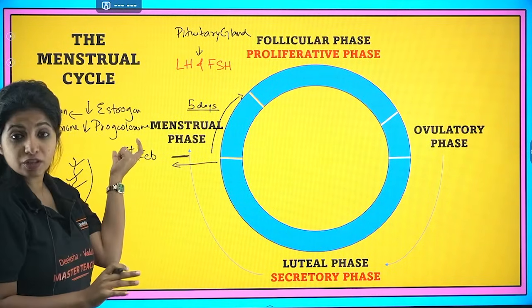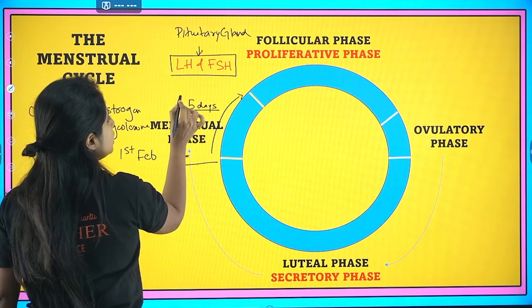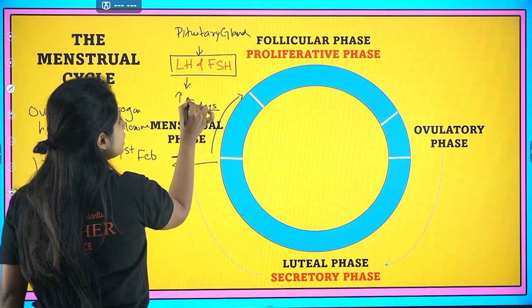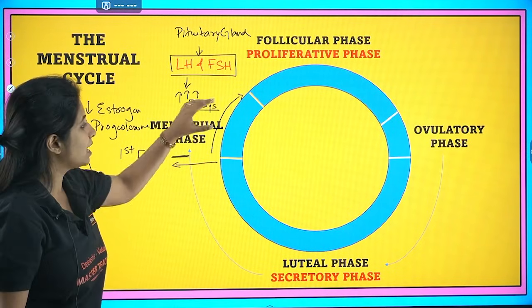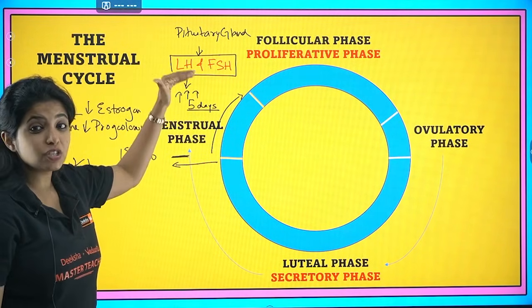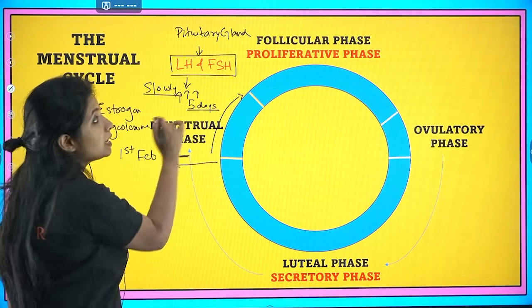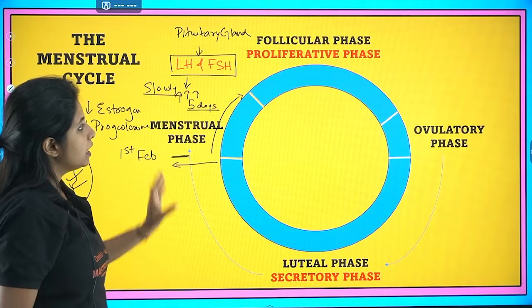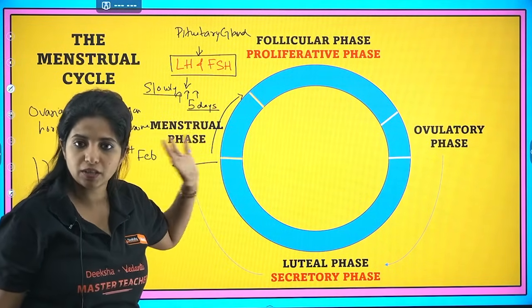And seeing this opportunity, when these two guys are low, LH and FSH slowly start increasing their amount. That is the menstrual phase. So in the menstrual phase, these two guys are low, and slowly FSH and LH are going to increase their amount. Fine. Now we reach the next phase. So 5 days of shedding of your endometrium has taken place.